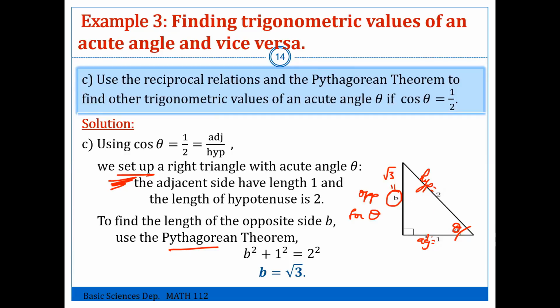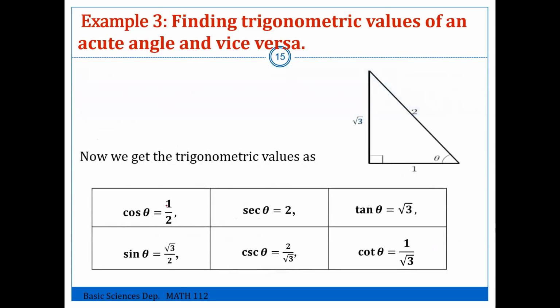Now, since we know all sides, we can compute all trigonometric ratios using the formulas. These are the trigonometric ratios. This is opposite over hypotenuse. This is opposite over adjacent. Remember, this is the hypotenuse, this is adjacent to theta, this is opposite to theta.